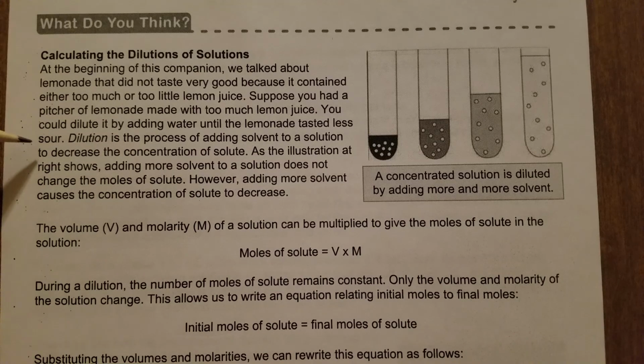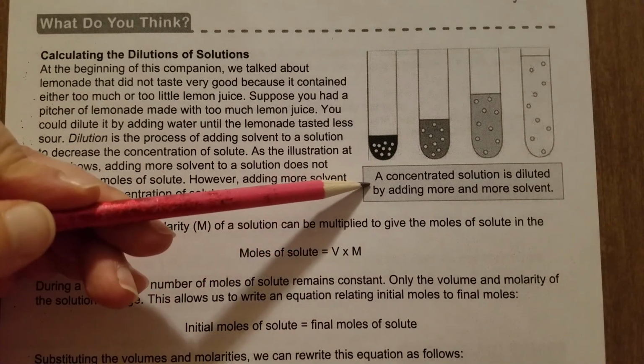Dilution is the process of adding solvent to a solution to decrease the concentration of solute. As the illustration at the right shows, adding more solvent to a solution does not change the moles of solute. However, adding more solvent causes the concentration of the solute to decrease. A concentrated solution is diluted by adding more and more solvent.